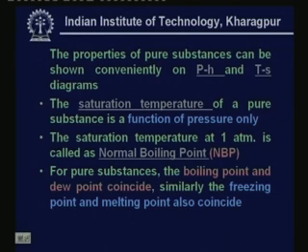For example, at 1 atmospheric pressure, the boiling point of water is 100 degrees centigrade. Similarly, the dew point of water is also 100 degrees centigrade. Why I am stressing this is that for mixtures, that means a mixture of two refrigerants, the boiling point and dew point may not coincide. Similarly, the freezing point and melting point may not coincide. Okay.